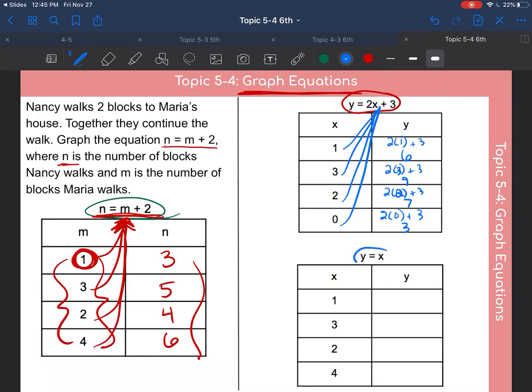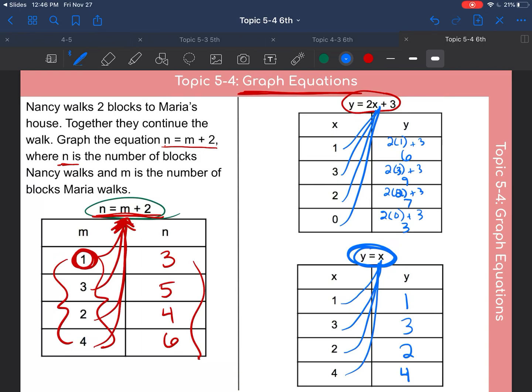Okay, and lastly, this is a strange one, y equals x. So if you plug in all these values in for x, well, it's just saying that it equals y. So all of these are the same. So if you plug in 1 for x, 1 is y. Plug in 3 for x, 3 is y. 2 for x, 2 is y. 4 for x, 4 is y.